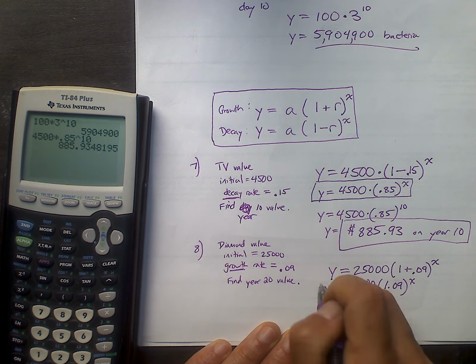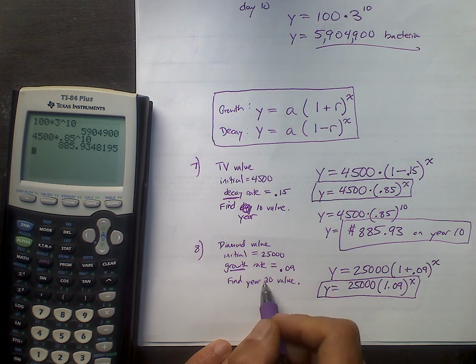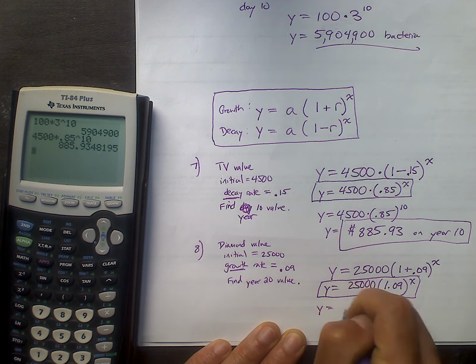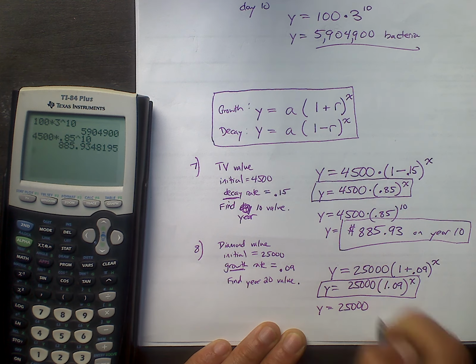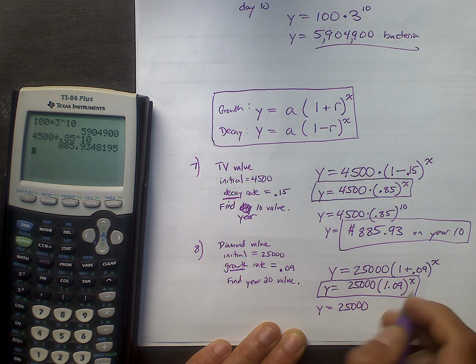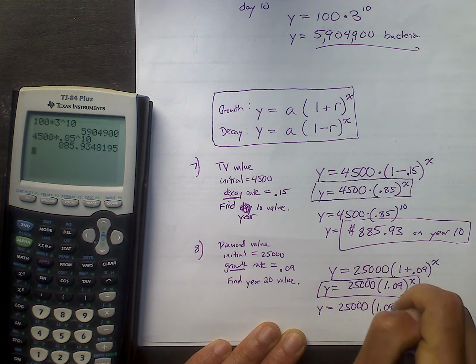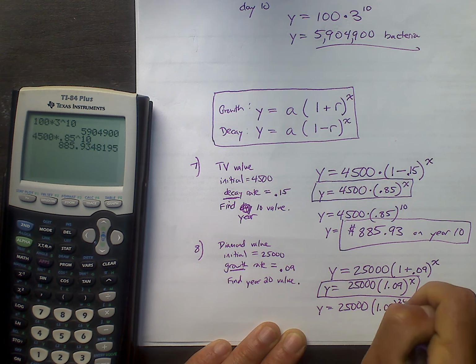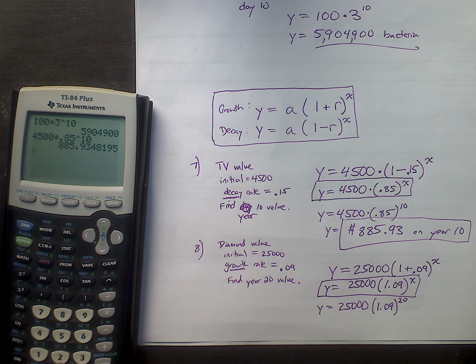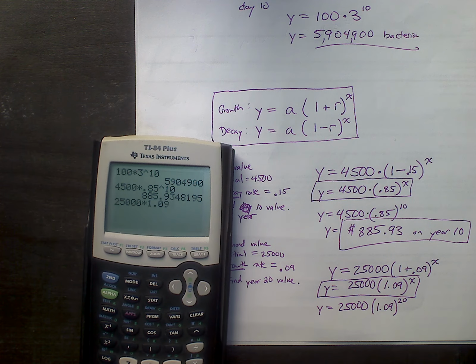So we have just the general equation for finding the value of the diamond at year x. And then they ask you for year 20. So I very simply just plug in the value for time in for that exponent, 1.09. And then in the exponent, I plug in the 20. 25,000 times 1.09. I could type it in with the parentheses, or I can type it in as I'm doing it on the calculator, just multiplying. Raised to the 20th year.